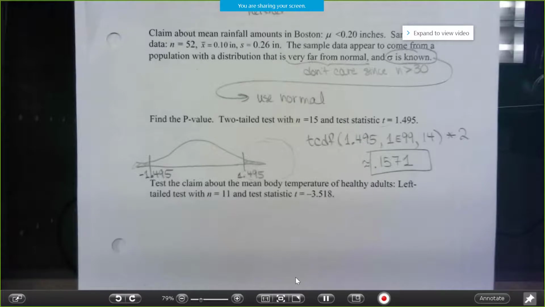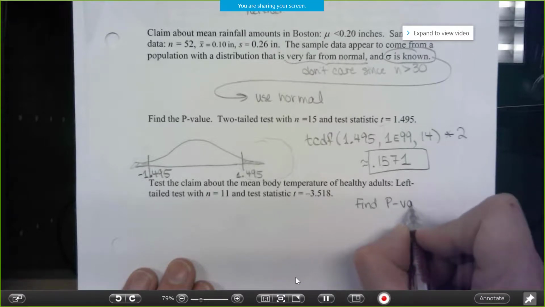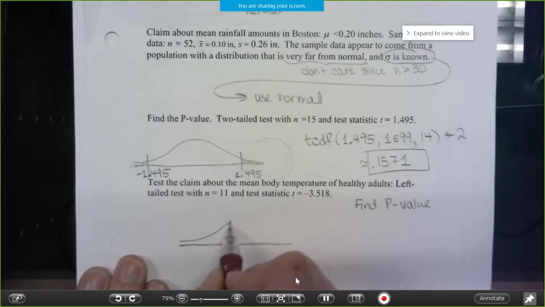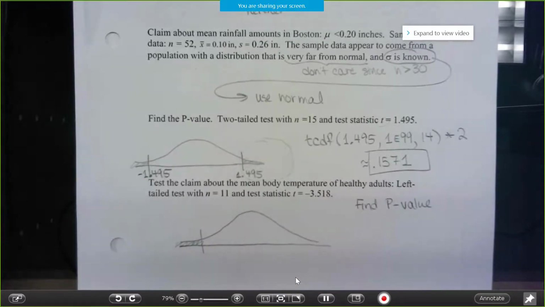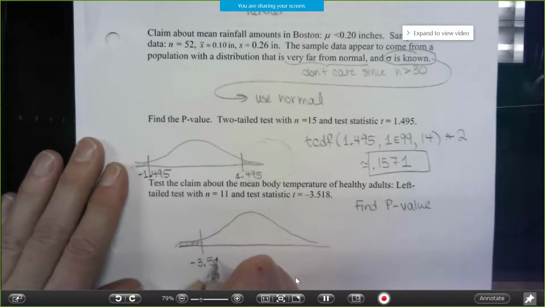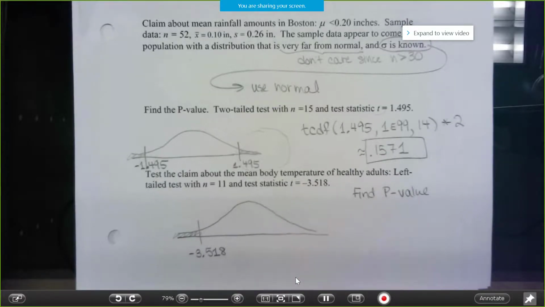Well, the next problem says test the claim, but they don't give us a level of significance, so we can't really state a conclusion unless they give us one. We're just going to find the p-value. This time it's a left-tailed test, so I only have one tail. My test statistic is negative 3.518, and they tell us it's a t again, so I'm going to be using tcdf.